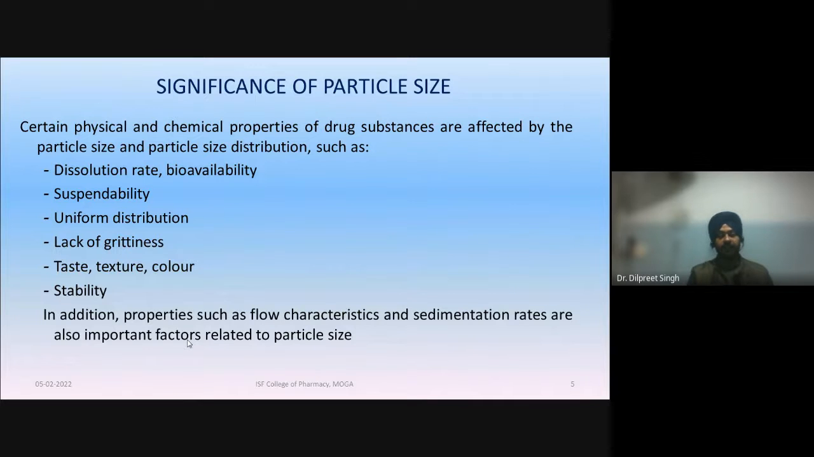In addition, other properties such as flow characteristics and sedimentation rate are also very important factors related to particle size, because too high or too low flow is very harmful to the particle. So the optimum flow rate is determined by the angle of repose, bulk density, tap density, Hausner ratio, or compressibility index.